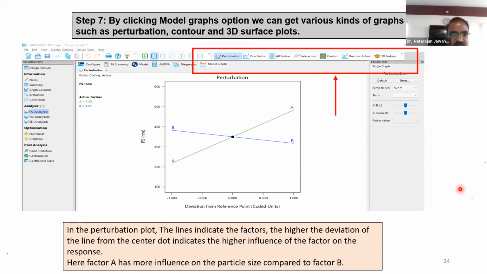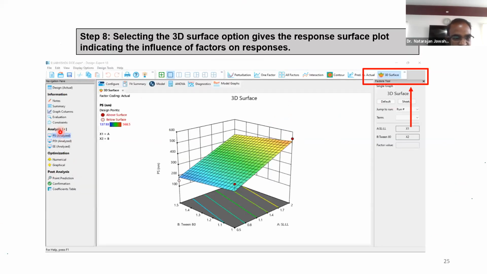Next step is the same thing, the particle analysis. If you select PS analysis and model graphs, now instead of perturbation, I click 3D surface. If I give 3D surface, then I will get this particular 3D picture. So here, this is factor B, and this is factor A.